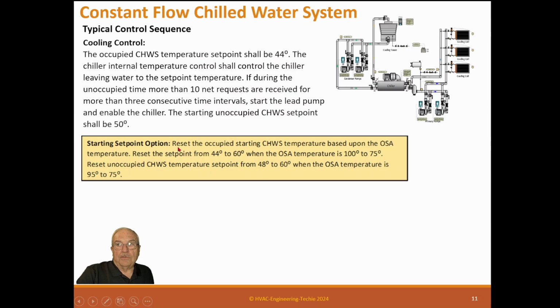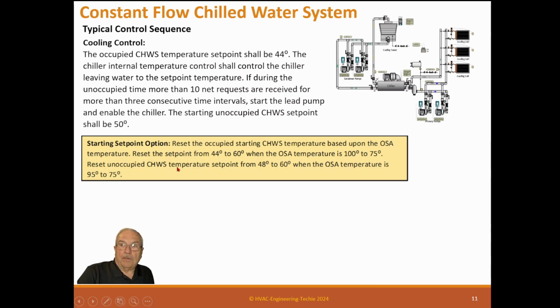Starting set point reset. Reset the occupied starting chilled water temperature based upon outside air temperature. Reset the set point from 44 to 60 degrees. Now, again, 60 degrees tells me that we don't have any dehumidification requirements during real moderate temperature times, when the outside air temperature is 100 degrees to 75 degrees. So at 100 degrees, our temperature will be 44, but at 75 degrees, it'll be 60 degrees. Now, maybe that needs to be lower depending on where your building is and what the conditions are.